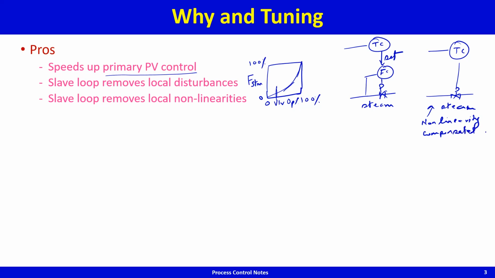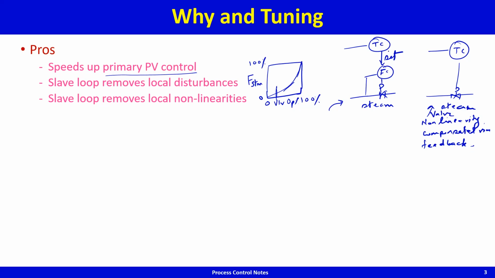Compensated via feedback. Now let us consider this case, the cascade case. And by non-linearity I mean valve non-linearity. So valve non-linearity is compensated via feedback when you're using simple feedback temperature control. If you're using a cascade control system as shown here, imagine what will happen here.